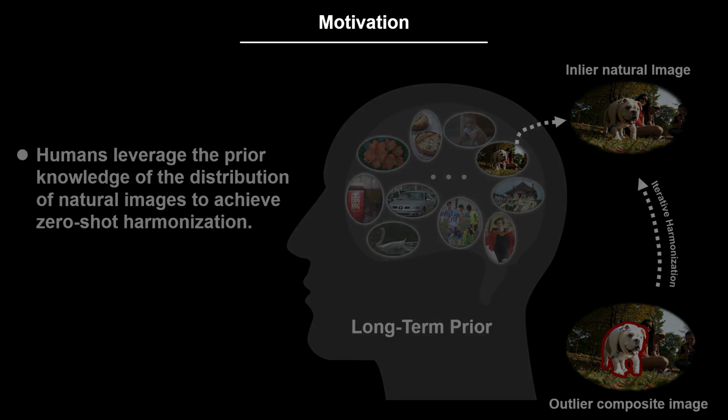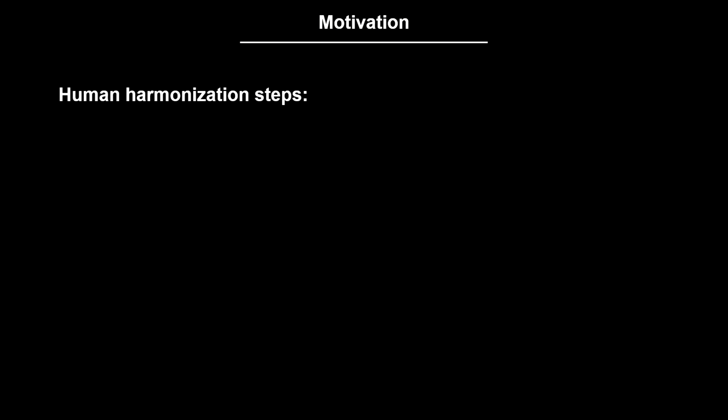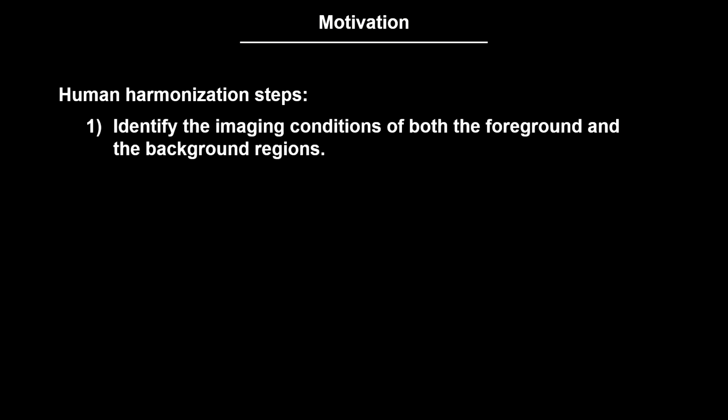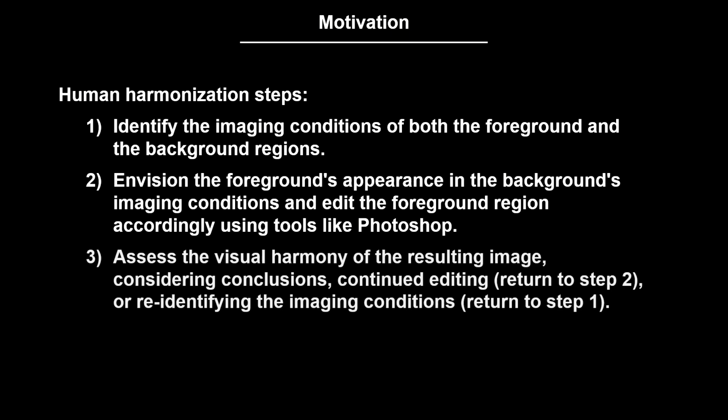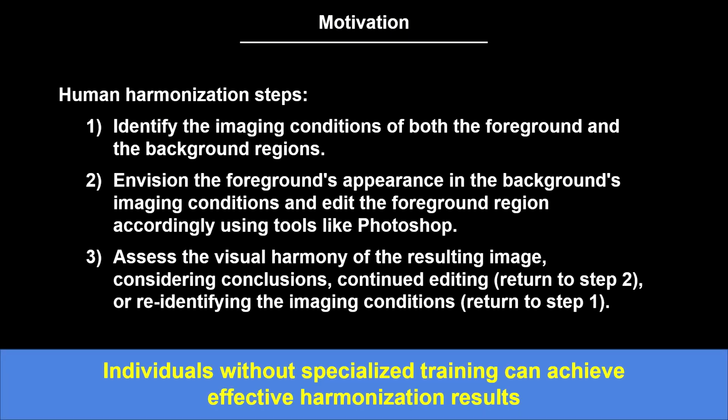To delve deeper into our approach, there are three primary steps. In the first step, we identify the imaging conditions of both the foreground and background regions. Subsequently, in the second step, we envision the appearance of the foreground and the emerging conditions of the background and edit the foreground region using tools such as Photoshop. Finally, in the third step, we assess the visual harmony of the resulting image. Following these steps, even individuals without specialized training can achieve satisfactory harmonization results.